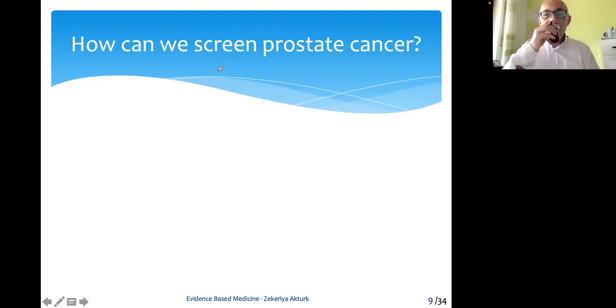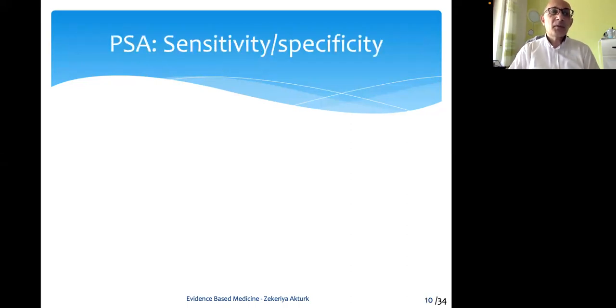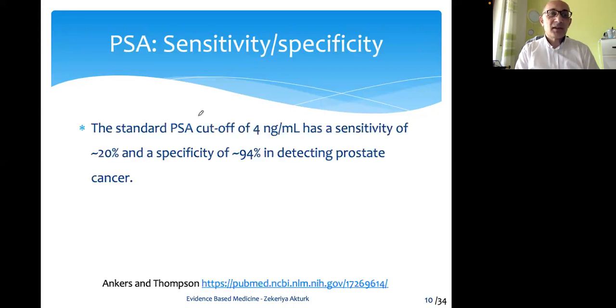Which test? Specifically, we have the prostate-specific antigen, which is commonly employed for screening prostate cancer. For any test, also the physical examination, we should be aware of its value. And when we say value, we are speaking of the sensitivity and specificity of any diagnostic procedure. So what is it for prostate-specific antigen?